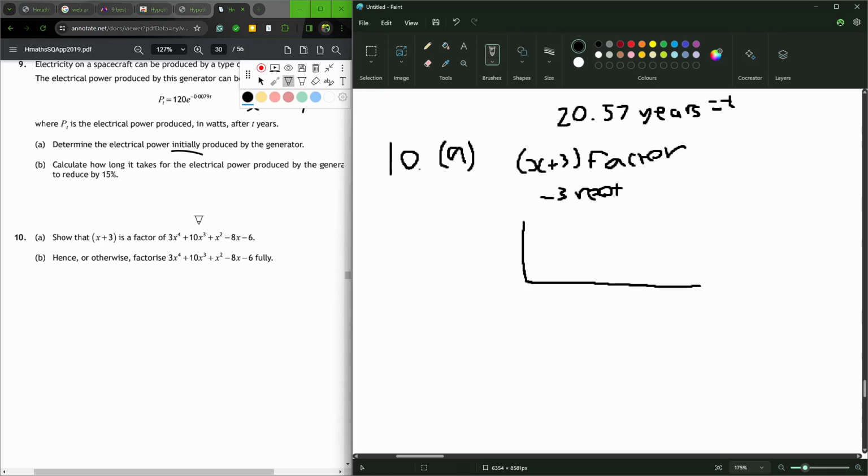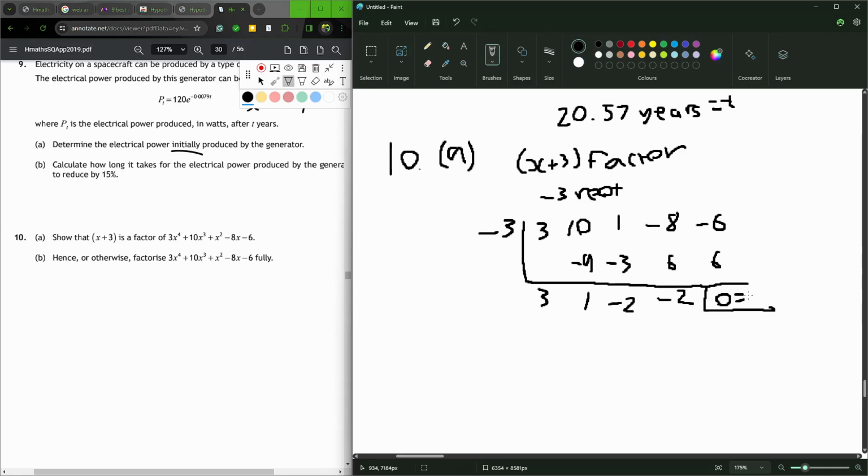So we put the coefficients of this thing in here. So we have 3, 10, 1, minus 8, minus 6. And I'm going to put minus 3 in there. Let's see what happens. So 3 just gets carried in there. We times minus 3 by 3, we get minus 9. So that's 1 minus 9, which is minus 8 so minus 6, so minus 2... And when you add 6 onto minus 6, you get 0. That's all you need to do.